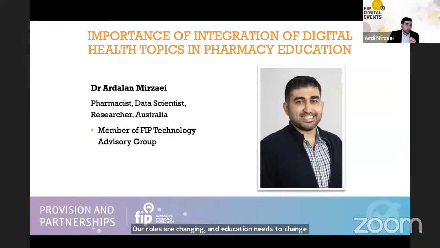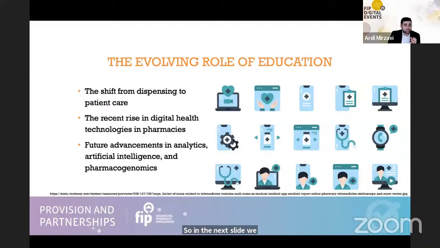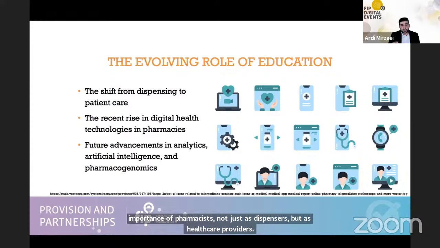On the next slide, we traditionally saw that pharmacy education focused primarily on the dispensing of medications and compounding. However, in the late 20th century, the role of the pharmacist began to shift towards a more patient-centered approach, and this required new educational elements. This pharmaceutical care emphasized the importance of pharmacists not just as dispensers, but as healthcare providers actively involved in patient care and medication management.